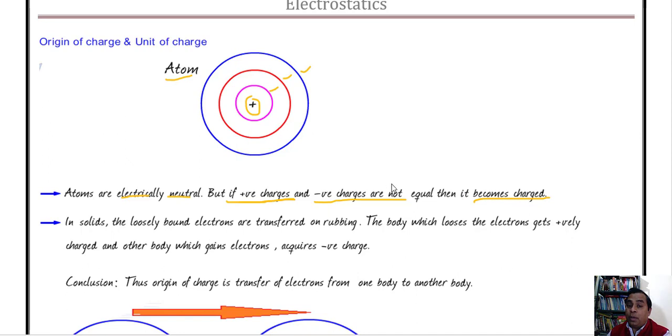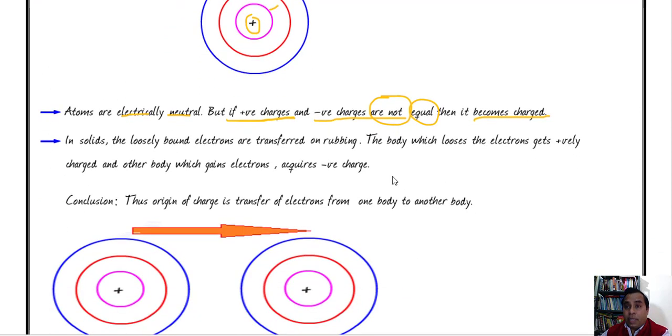If it is not equal, then how is it possible for some electrons to go from one atom to another atom? And how will they go? Only loosely bound electrons are transferred on rubbing from one surface to another. The body which loses electrons gets positively charged, and the other body which gains electrons acquires negative charge.